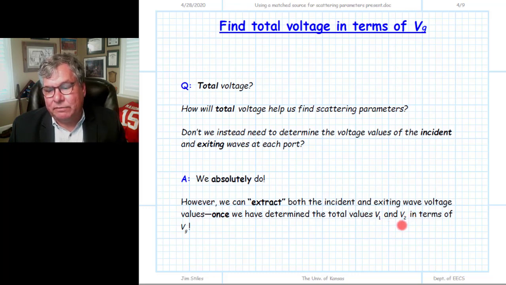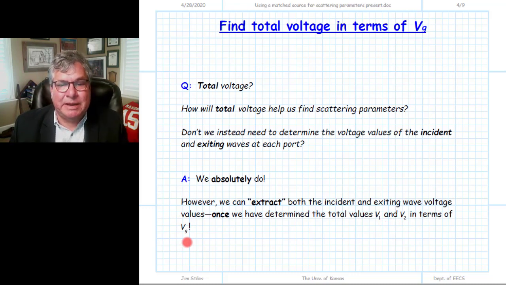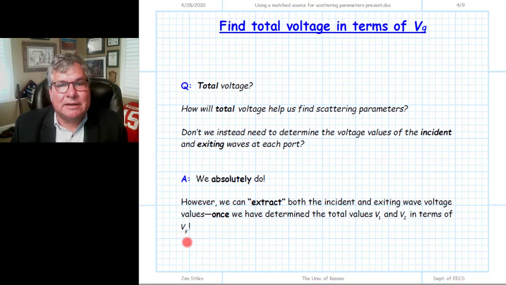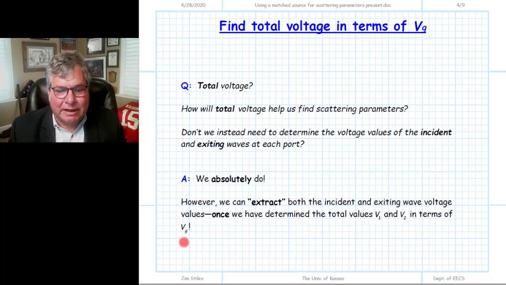Moreover, we'll find that these voltages are going to be in terms of the value VG, which is the open circuit voltage for that matched source. We know the source impedance is Z0. VG is just a value there. We leave that as a variable. It turns out it doesn't matter. We can get the scattering parameters. It'll cancel out, and the value doesn't matter. So the question is, how do we go through and extract the incident and scattered wave values from these total voltage values, particularly since they are in terms of VG?